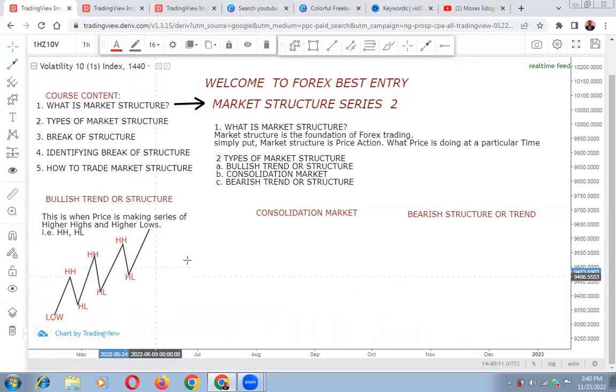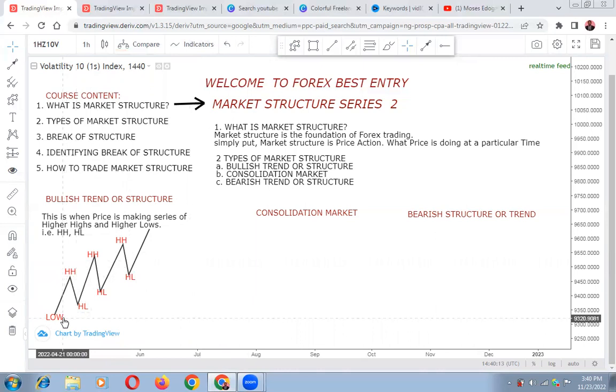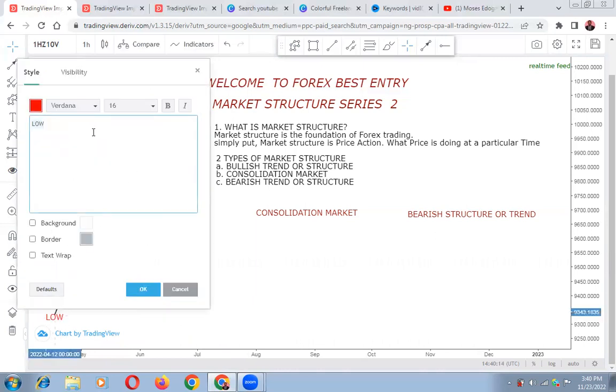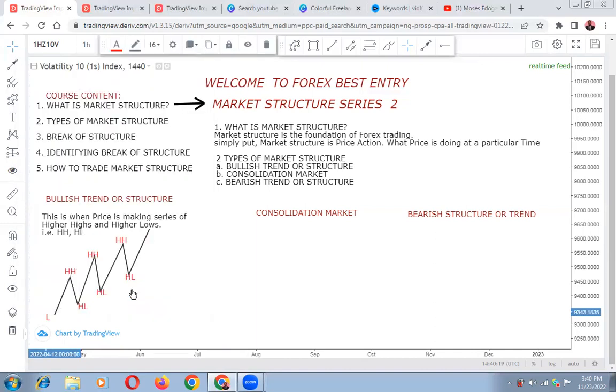This is the higher low. Get it now? So there's a low. I represent this by just putting an ordinary L. It's a low. This is a bullish trend. Simple. Price is giving you a high, a low, a high, a low, a high, a low.